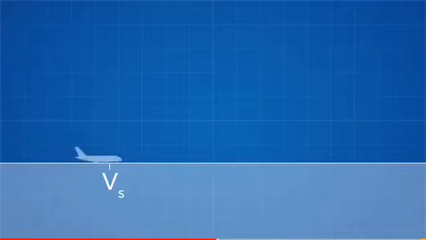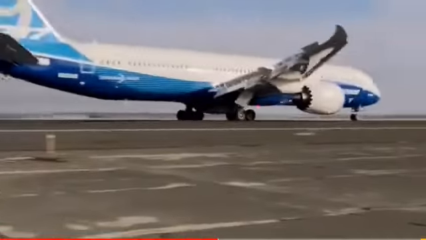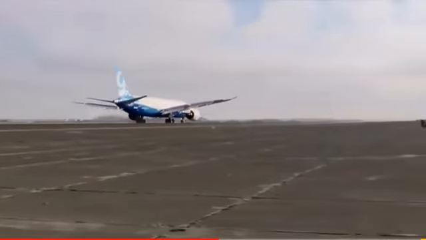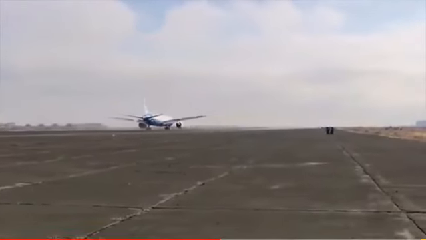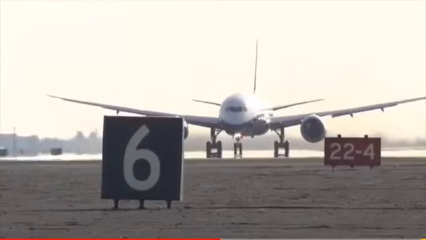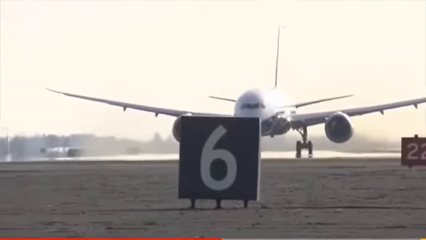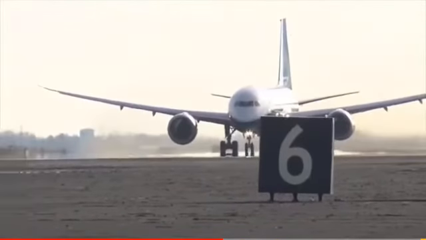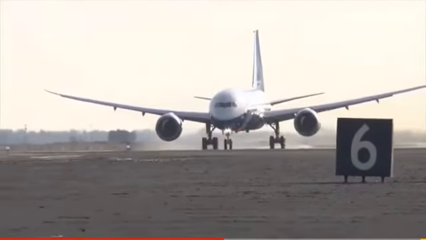The next critical speed is the minimum control speed. This applies to multi-engined aircraft only. If a multi-engined aircraft loses an engine, the uneven thrust between the wings will cause the plane to turn. This is called yaw in aviation. To counteract this, the rudder will be deflected to provide the opposite yawing moment.